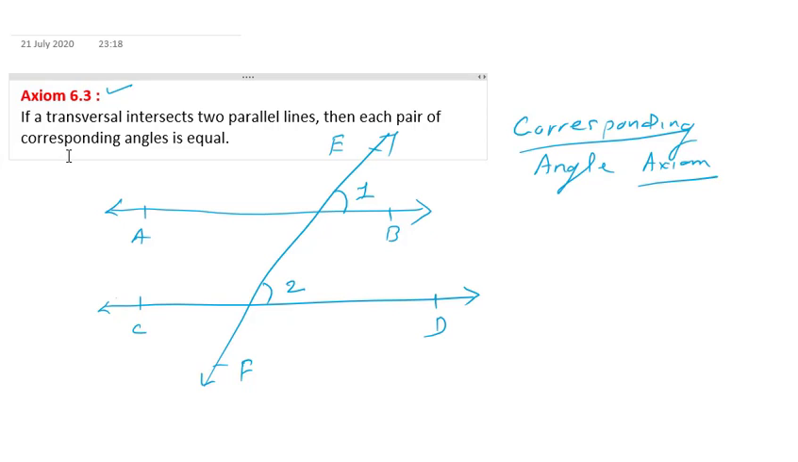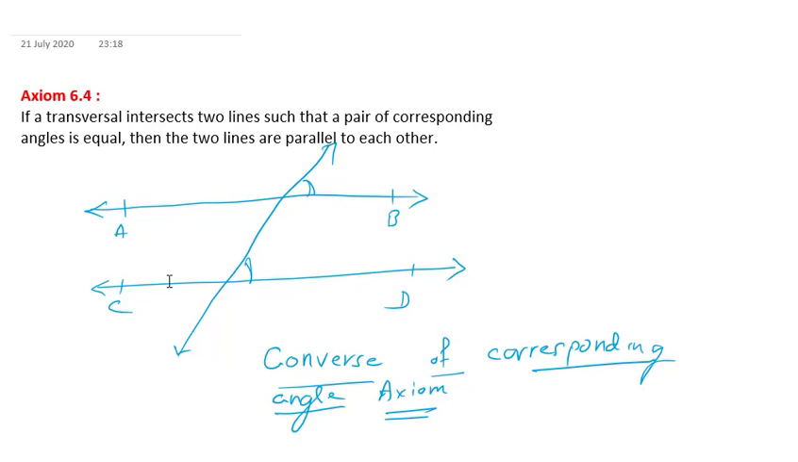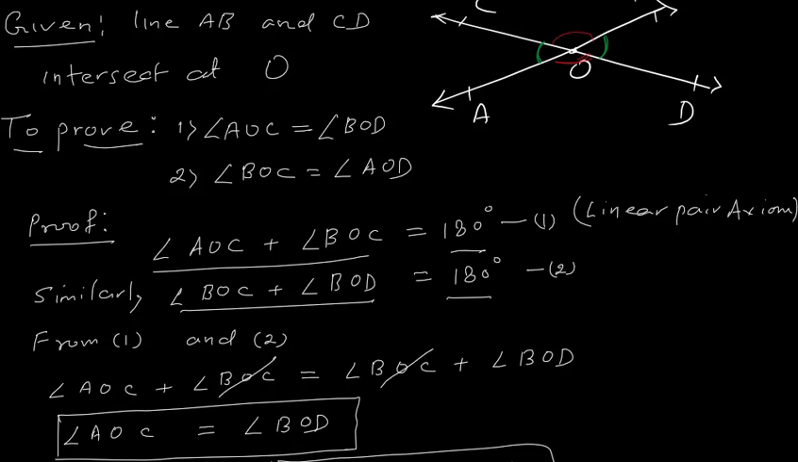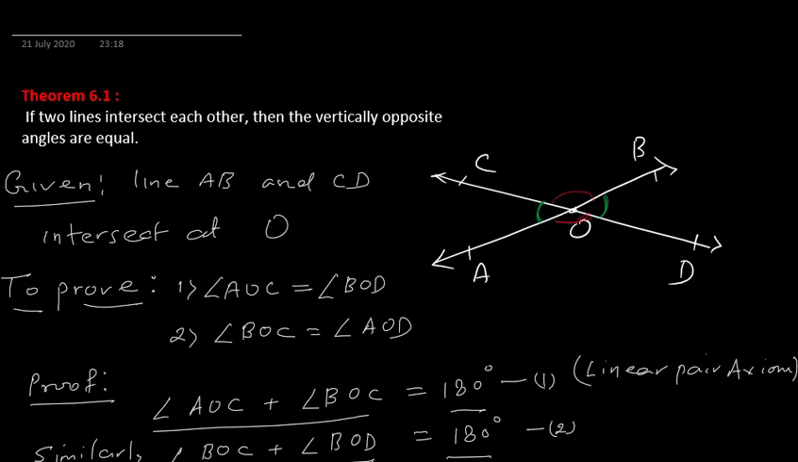Axiom 6.3 is, if a transversal intersects two parallel lines, then each pair of corresponding angles is equal. Axiom 6.4 is the converse of this axiom, that is the converse of the corresponding angle axiom: if the corresponding angles are equal, then the lines are parallel. Then we have theorems. First we have done theorem 6.1, that is, if two lines intersect each other, then vertically opposite angles are equal.